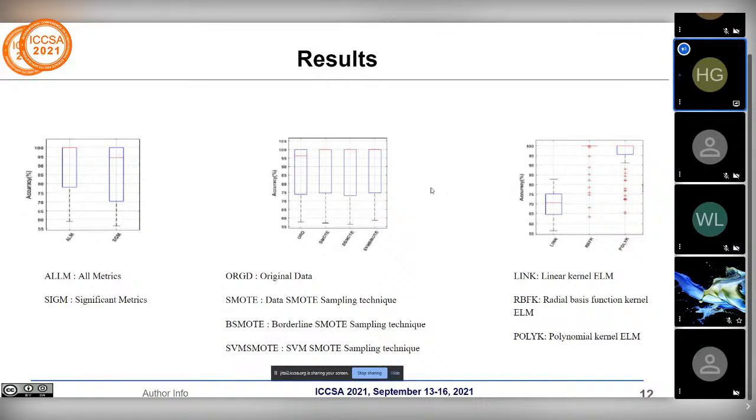Now coming to the extreme learning machine performance. We can see linear kernel performs very badly with the median at 70. RBF performs slightly better than polynomial kernel, if you can see.